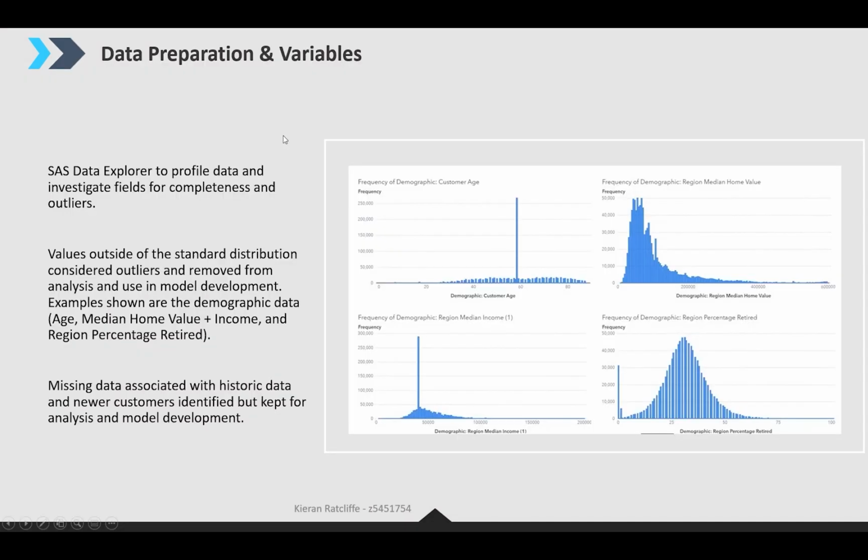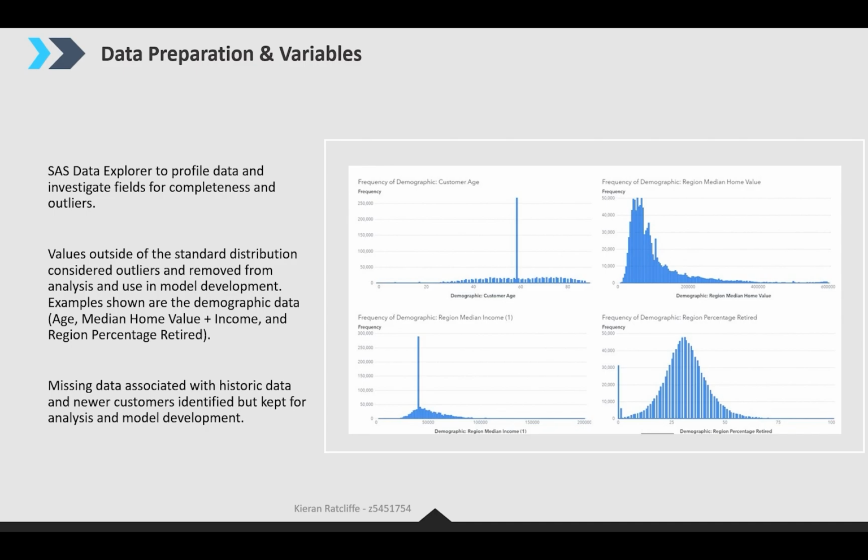To conduct an effective marketing campaign, the available and applicable customer data needs to be assessed and understood. Utilizing SAS Data Explorer, all fields are investigated and the profile of the data explored for completeness and outliers.